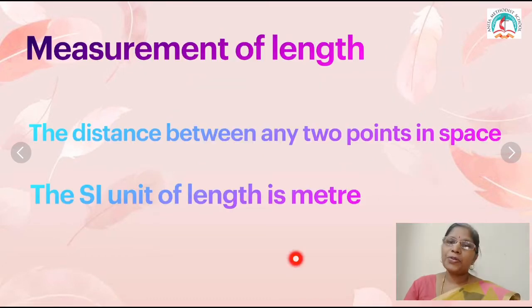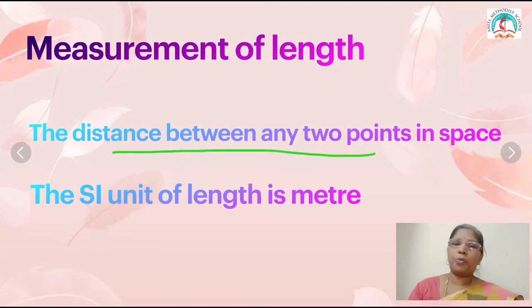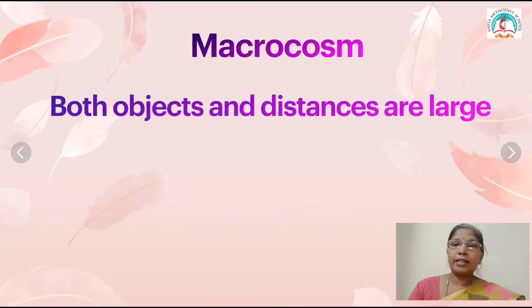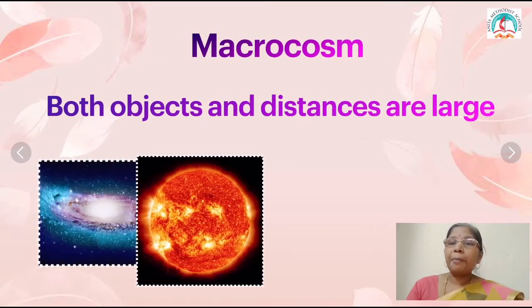Now, the next one is how you will measure the value of length. Measurement of length. First we will see the definition. What is the definition of length? The distance between any 2 points in space. Distance between any 2 points, that is called length. What is the SI unit of length? The SI unit of length is meter. It is represented by small m. Okay, now how will you measure the value of length?